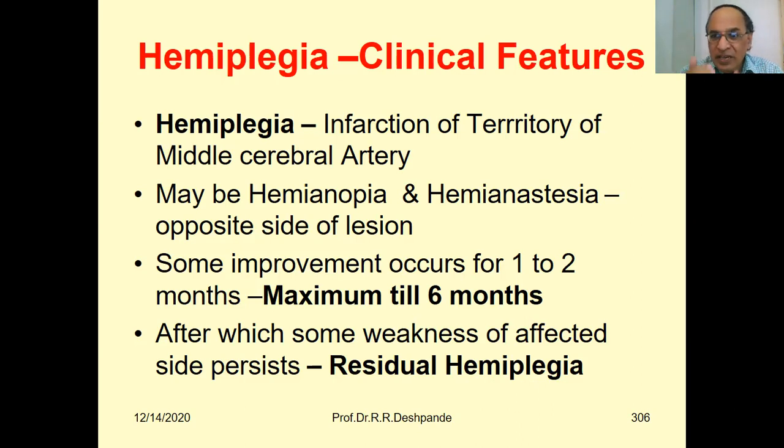Some improvement occurs within a period of 2 months and maximum till the 6th month. Neurological regeneration, maximum up to 6 months. Then there will be residual hemiplegia. So immediately after the acute attack, whether you are teachers, doctors, students, patient, please go to the Ayurveda. Ayurveda will definitely help to minimize residual hemiplegia. You must go to the Ayurvedic Vaidya nearby.